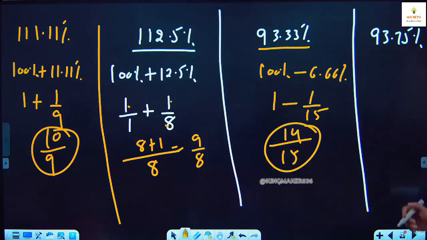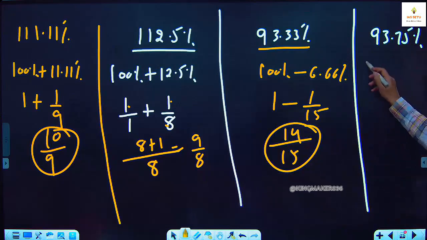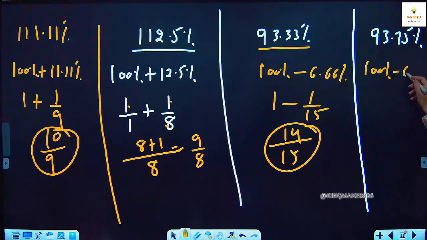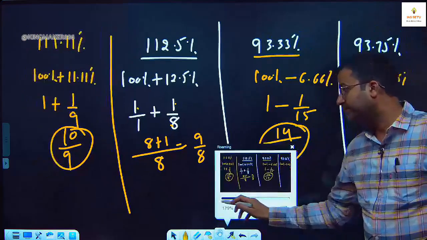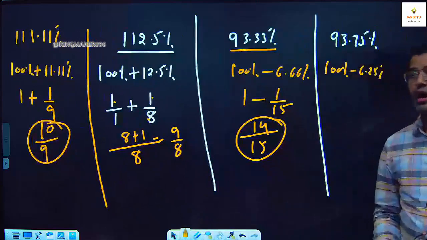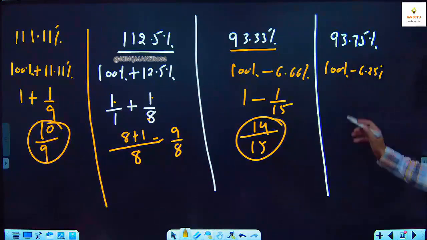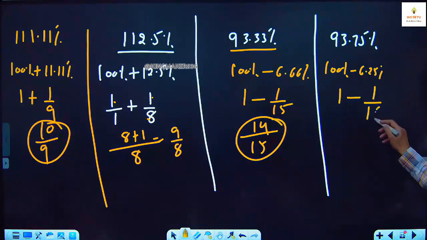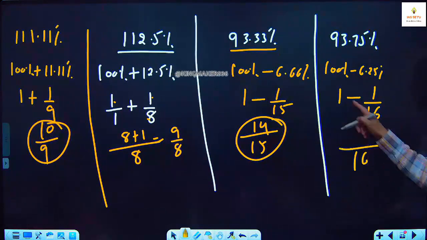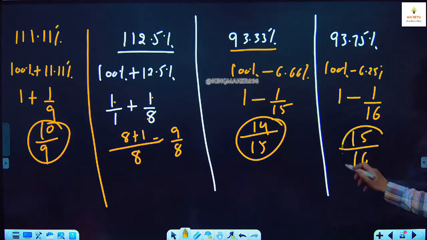Similarly here, 93.75%, how can we handle it? 100% minus 6.25%. And I tell you 6.25% is 1 by 16. So it is 1 minus 1 by 16. So this is 16 minus 1, 15 upon 16.